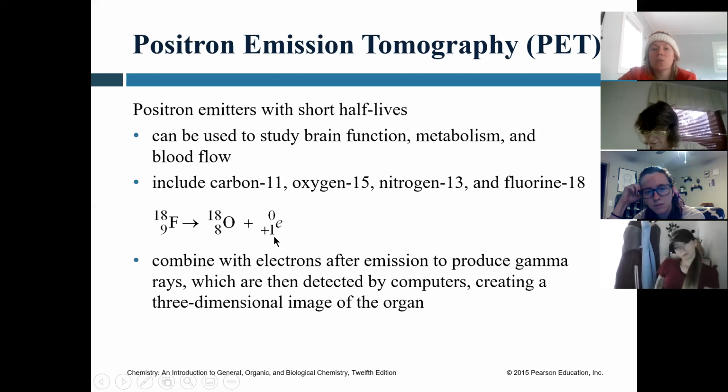But this positron is what will then end up hitting some sort of receptor that will then image in 3D the organ that they're talking about. This can be used for a bunch of different things like brain function, metabolism, and also blood flow. So you can use this to check in on blood movement in the heart.